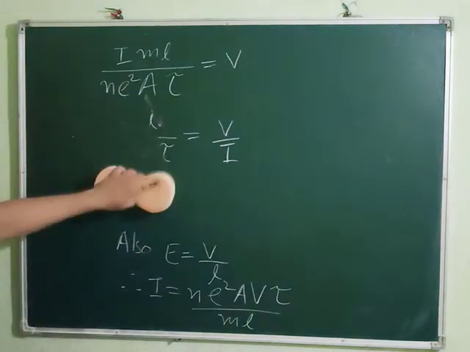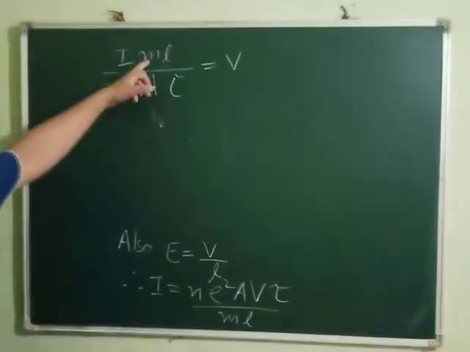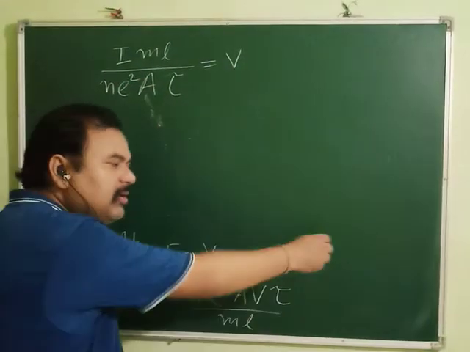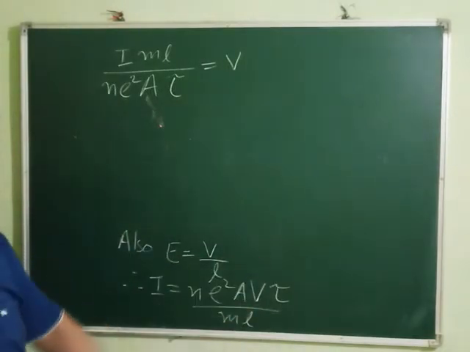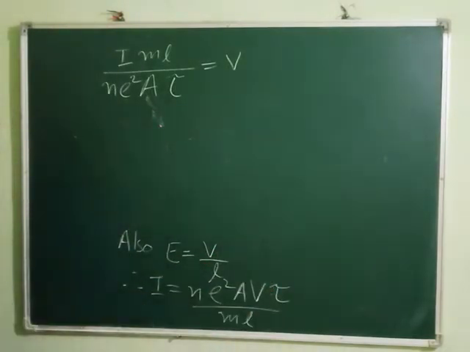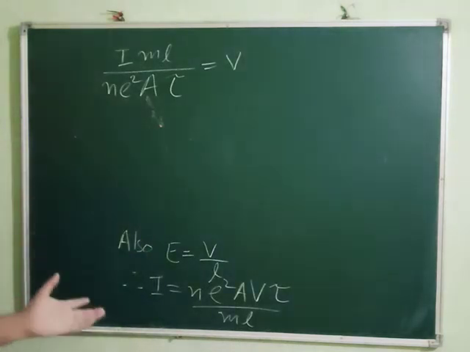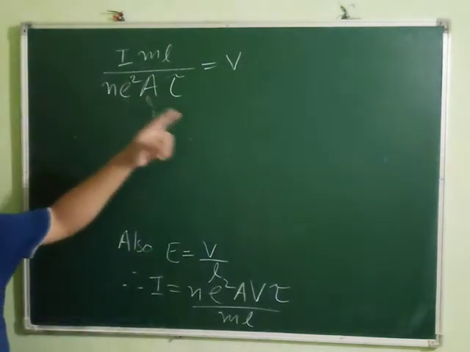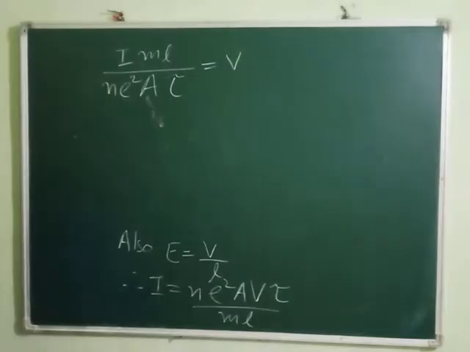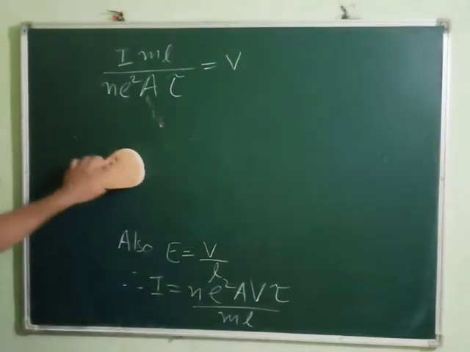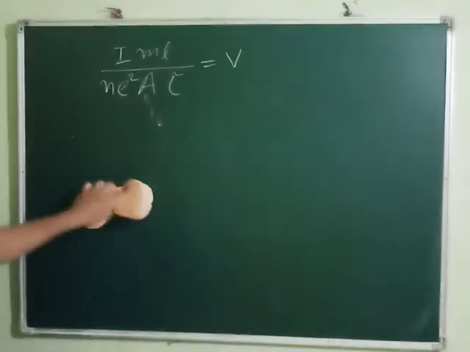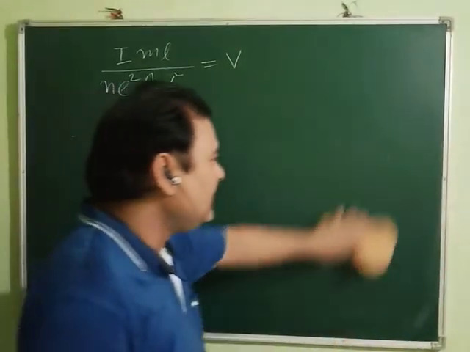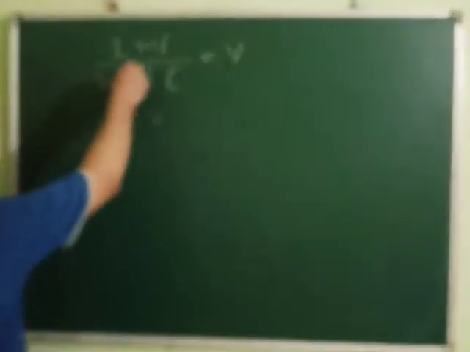Now, see here, what is m? Mass of electron. What is l? Length of that particular conductor we have chosen for the experiment. n is the number of electrons in that conductor, which obviously depends on the nature of its material. e is the electronic charge, which is independent of everything. A is the area of cross section of that conductor, and tau is the relaxation time. If we keep the temperature constant, then tau will remain constant, and if we keep that conductor constant, all the things will remain constant.